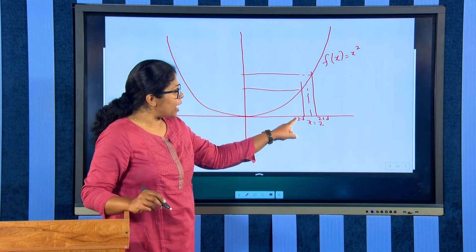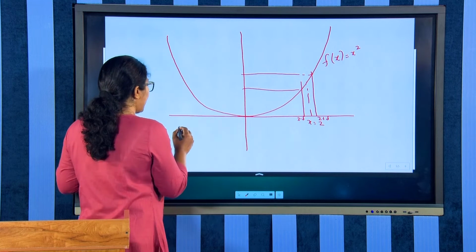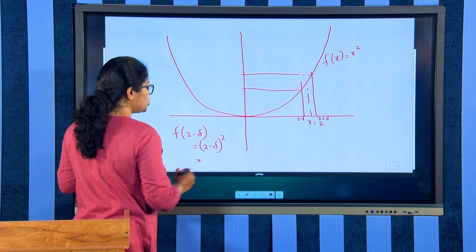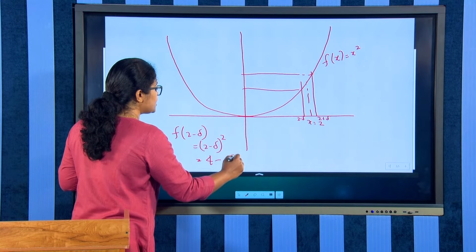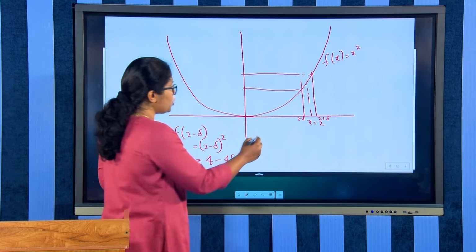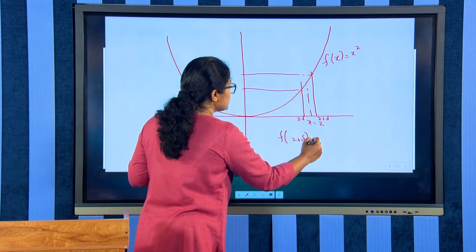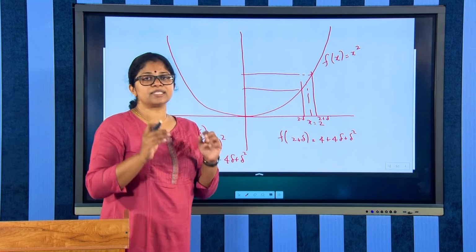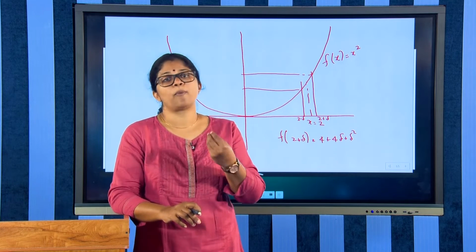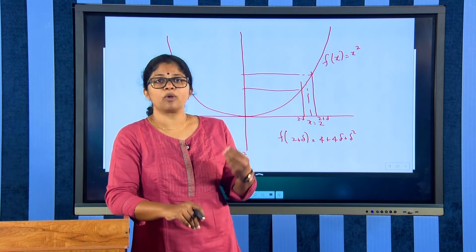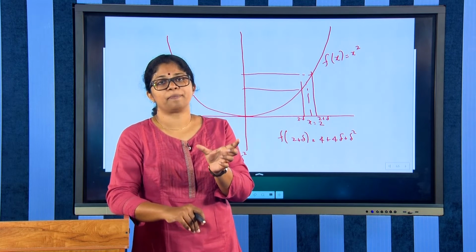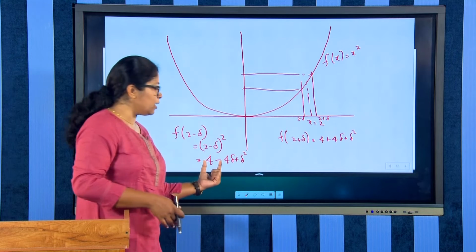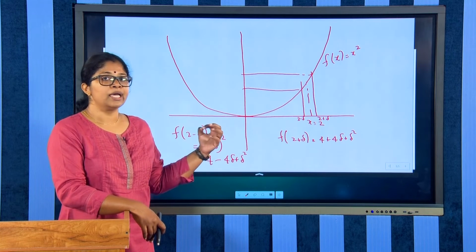So, when you apply the value 2 minus delta to the function, f of 2 minus delta will be equal to 2 minus delta the whole square, which is equal to 4 minus 4 delta plus delta square, and when you put f of 2 plus delta, this will be equal to 4 plus 4 delta plus delta square. So, remember, this delta and epsilon are very small positive real numbers. It is like 0.1 or 0.5 or 0.05. Between 0 and 1 we are placing this delta and epsilon. So, these two values are very close to which real number? These two are very close to the number 4.